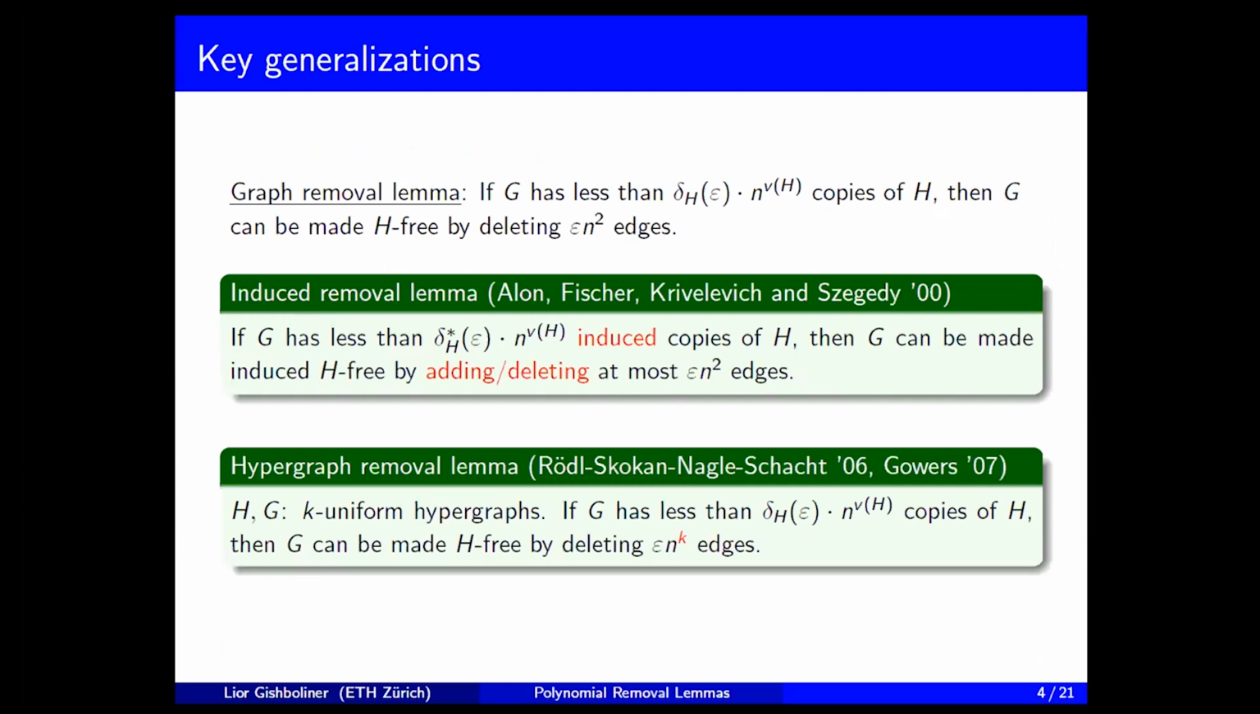Another important generalization is to k-uniform hypergraphs, and here the difference is that the number of edges we delete should be a fraction of n to the k. So for graphs, it's n squared, and in general, it's n to the k. And there is also an induced version of this hypergraph statement.